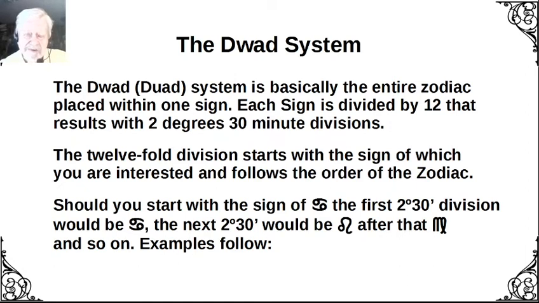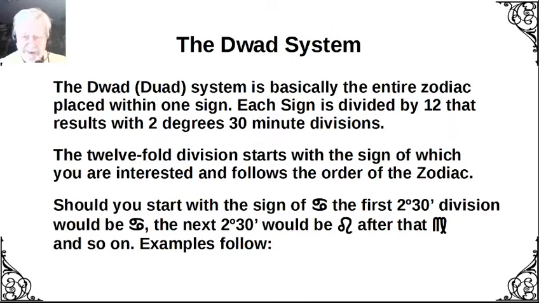A DWADS system is basically the entire zodiac placed within one sign. Each sign is divided by 12, and that results in 2 degree, 30-minute divisions. So there'll be 12 divisions in each sign. The 12-fold division starts with the sign you're interested in, and it follows the order of the zodiac.